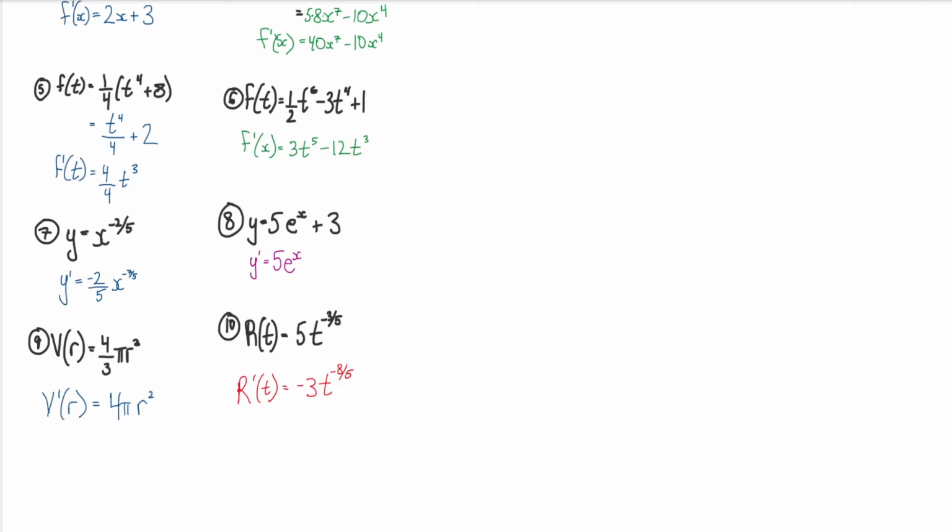We didn't really see any quotients, right? So let's maybe do that first. So let's do f of t is equal to 2t over 4 plus t squared. Okay, so this is a quotient.